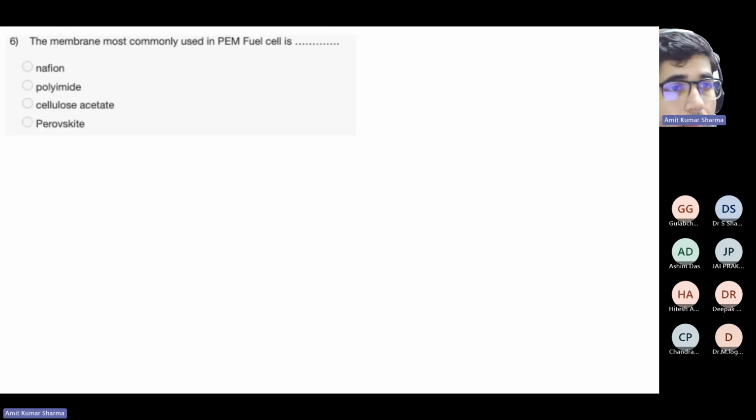The membrane most commonly used in PEM fuel cell is Nafion, polyamide, cellulose, peroxide. Peroxide is used in the solid oxide fuel cells. No, it is Nafion. Nafion is a very popular name. So Nafion is widely used in the PEM fuel cell.